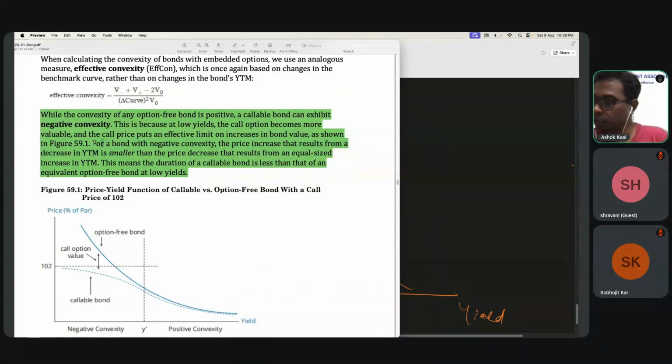And then see this line. For a bond with negative convexity, the price increase that results from a decrease in YTM is smaller than the price decrease that results from an equal sized increase in YTM. They like asking this kind of words, so they may ask. This means the duration of a callable bond is less than that of an equivalent option-free bond at lower yield. This is the meaning.